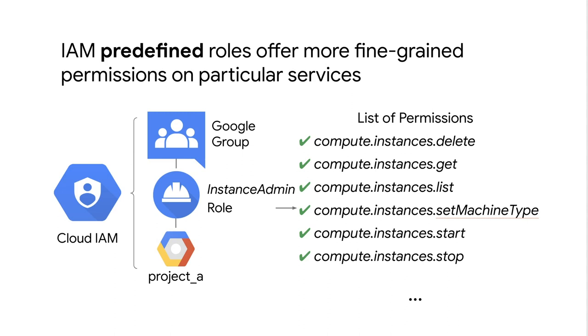For example, as shown here, a group of users is granted the instance admin role on project A. This provides the users of that group with all the Compute Engine permissions listed on the right and even more. Grouping these permissions into a role makes them easier to manage.